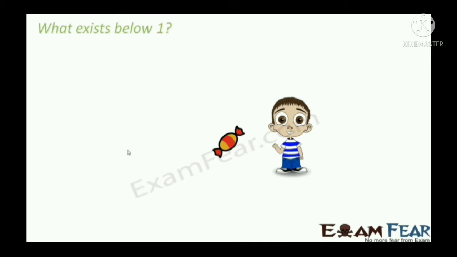But what next? Once you take away this 1 chocolate from the kid, how many chocolates will be left with the kid? Exactly. There will be no chocolates with him. So the number of chocolates that this kid has right now is 0. So 0 exists. But when we discuss natural numbers, we never bothered to include 0. Natural numbers start from 1.